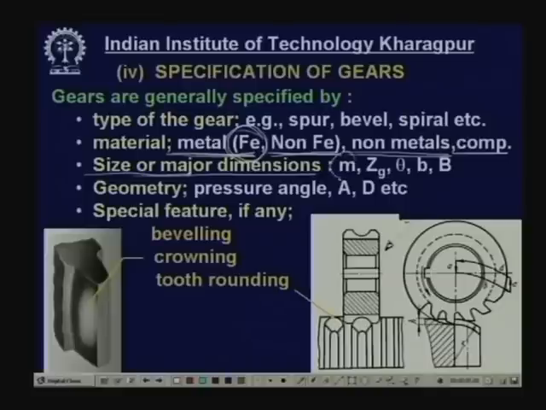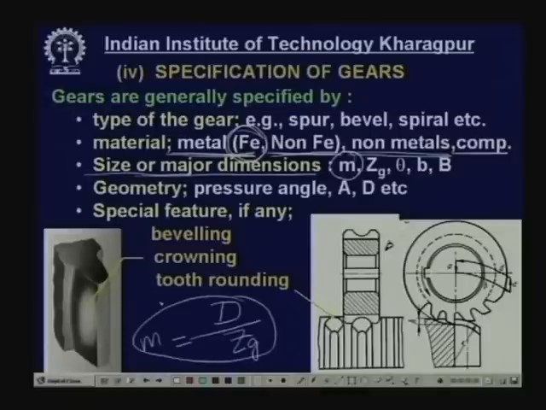First is the module. What is module? Module means the size of the tooth. It is the diameter of the spur gear divided by the number of teeth. Say the number of teeth is ZG. This ratio is called module, so it is an indication of the size of the tooth. ZG is the number of teeth of the gear. Theta is the helix angle of the teeth of the gear.